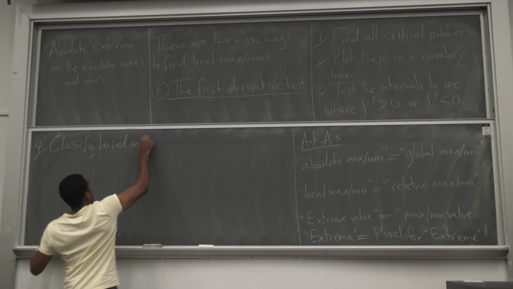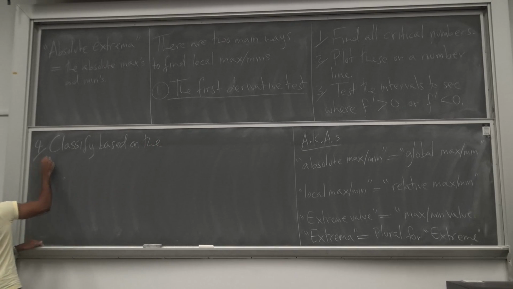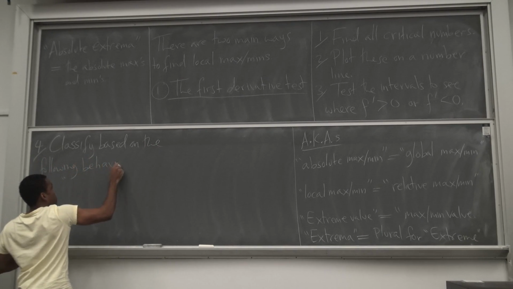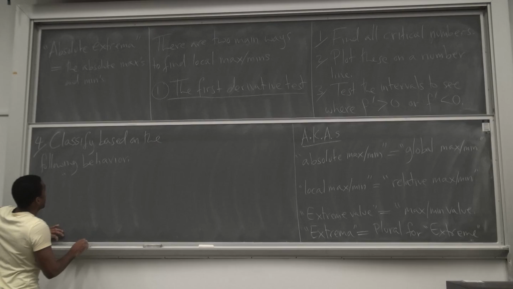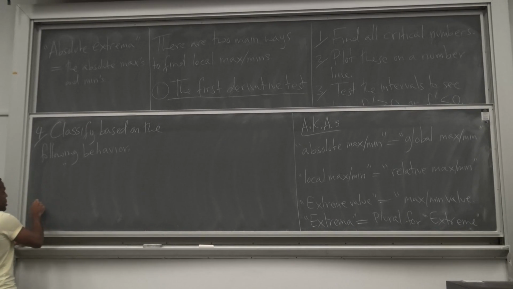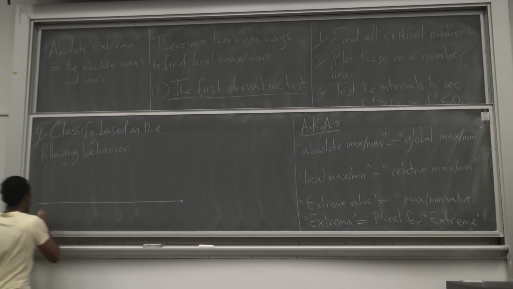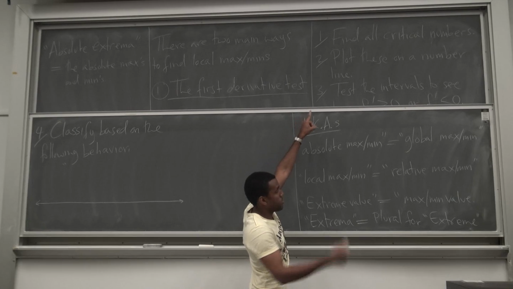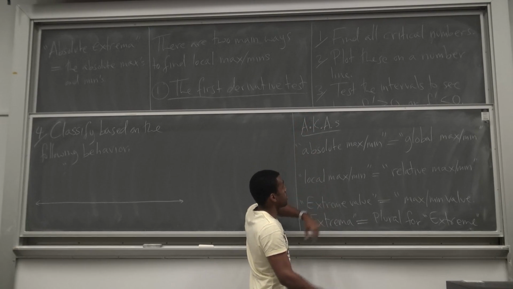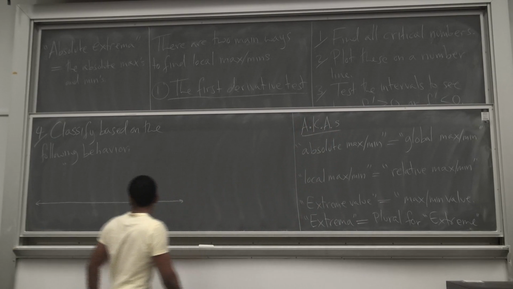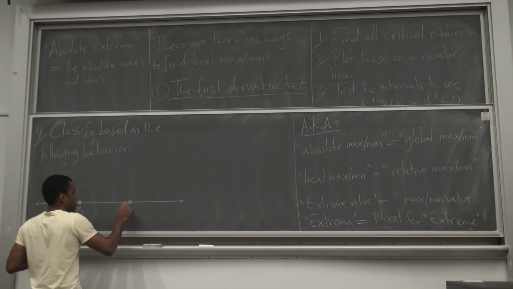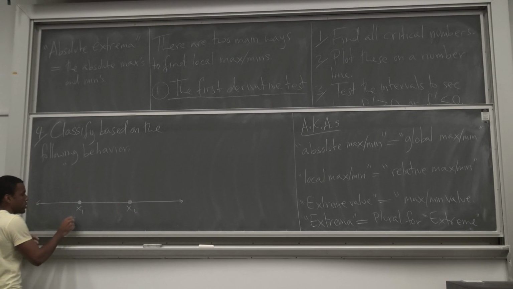Classify based on the following behavior. So let's say you're on a number line. I give you a function, you find all the critical points, so you find the derivative, set equal to 0 or undefined, you get all these numbers, right? You're going to plot them on a number line. So let's say here, x1, x2, these are critical points.